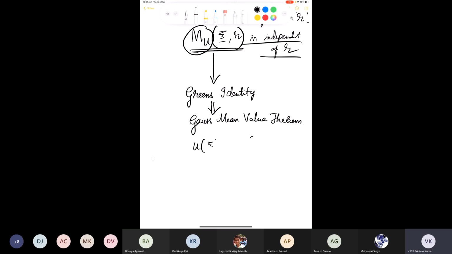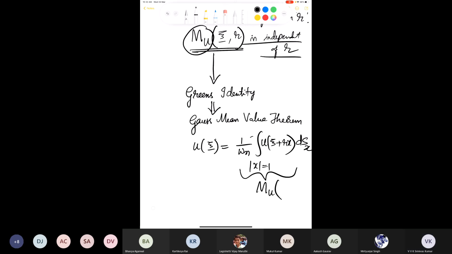So finally, our mean value theorem is this one: 1 upon ω_n integral over |x| = 1 of u(ξ + rx) dsx. These are our mean functions of ξ and r. Now, as r tends to 0, what will happen if you shrink the balls? Because of the continuity of these functions, and because the differentiation is 0, and this r is going to 0, what you get is u(ξ).